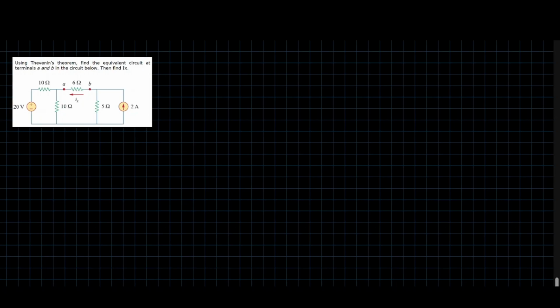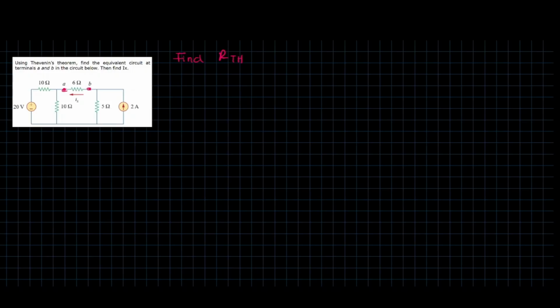Hi guys, so they want us to use Thevenin's theorem to solve the circuit. First, they want us to find the equivalent circuit at AB, which is quite tricky, and then find IX. So the first thing you want to do is find RTH, and then you want to find VTH. But first, let's find RTH.